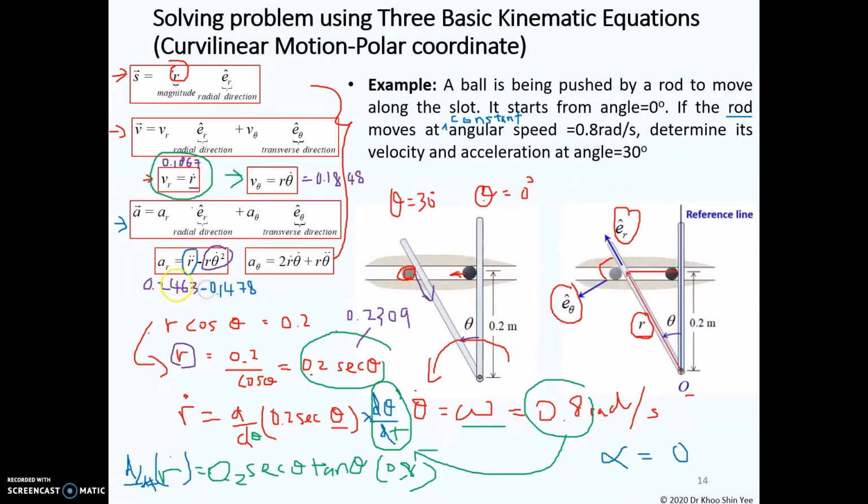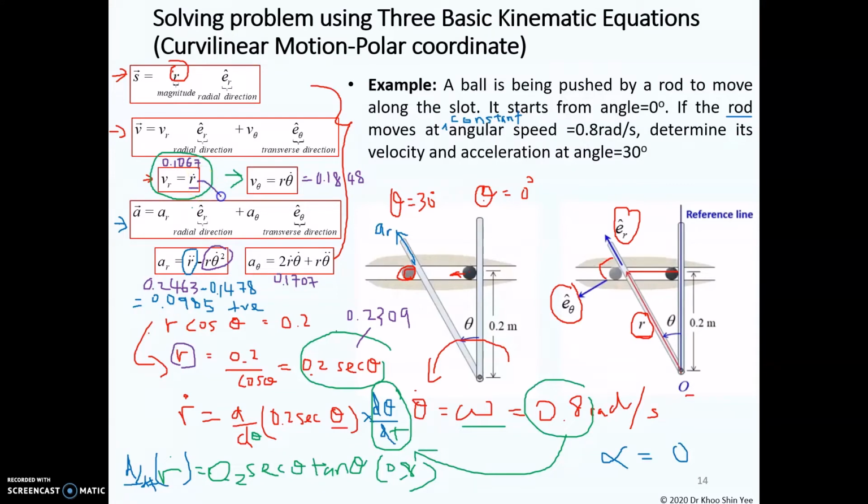When you subtract it from the R double dot, you obtain the radial acceleration, which is equal to 0.0985. Since the result is positive, therefore the direction for the radial acceleration will be in the positive radial direction.